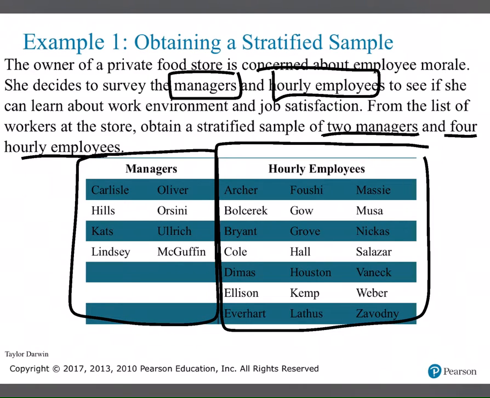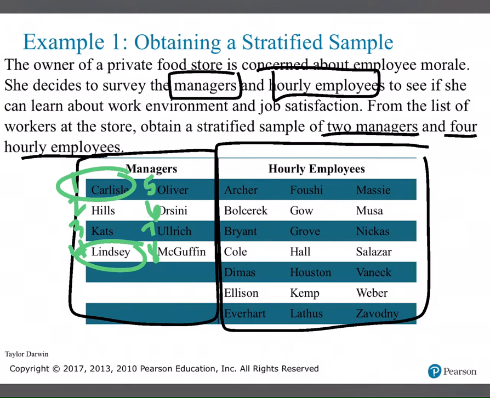And once you separate them, then you can randomly select. And it doesn't have to be the same number, because there's only 8 managers and there's 21 hourly employees. So we're only going to choose 2 managers and 4 hourly employees. That's okay. And so how would I do that? Maybe I would number them and pick a number, right? Kind of like I did with the soccer example. And so maybe I randomly choose Carlisle and Lindsay.